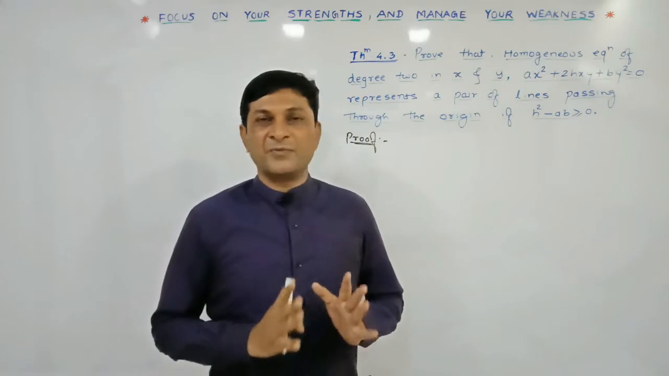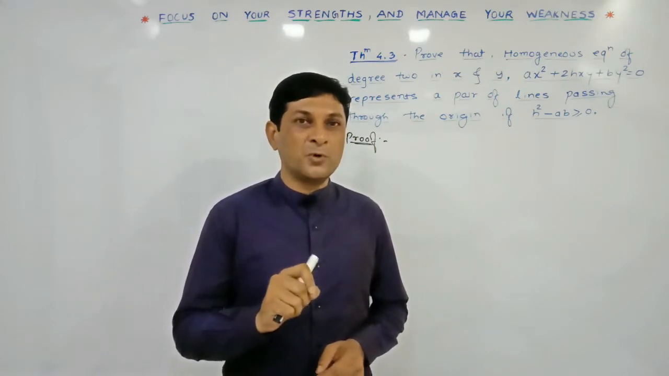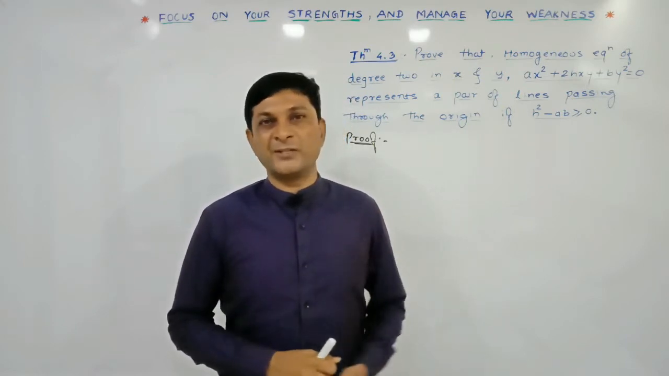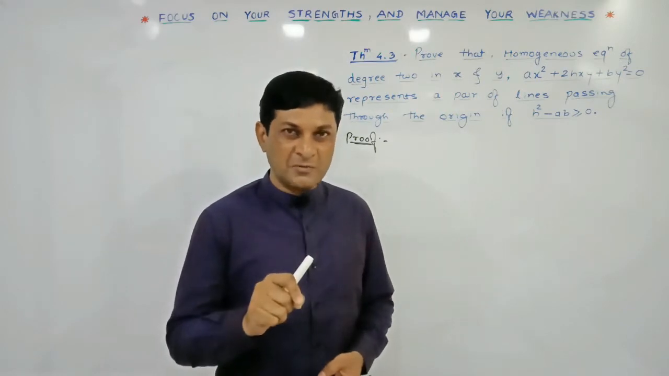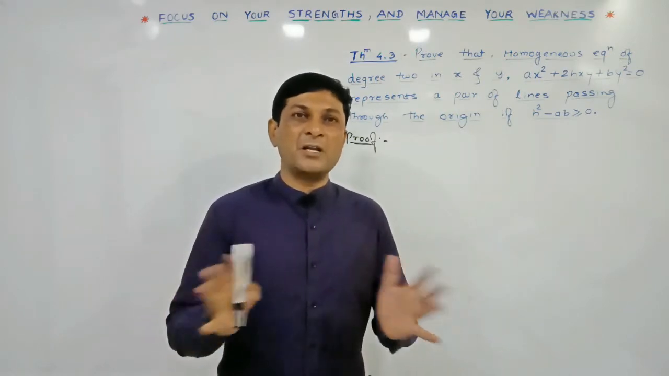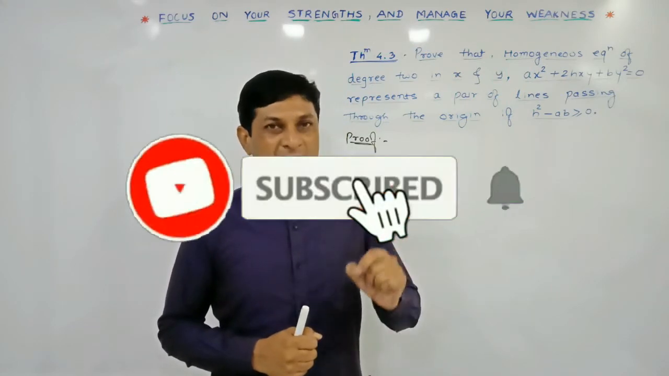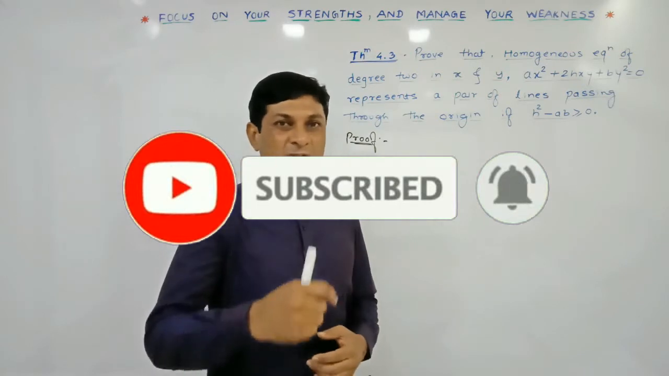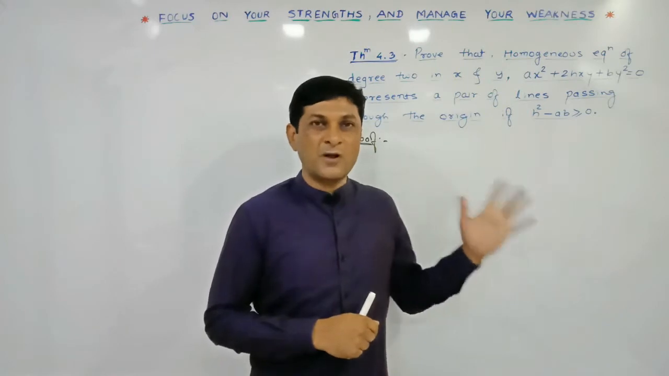In the last video we proved the first two theorems. In the second theorem, we proved that if a pair of lines passing through the origin is given, then their combined equation, found by multiplying the equations of the two lines, is a homogeneous equation of degree two in x and y. This theorem is the converse of it.